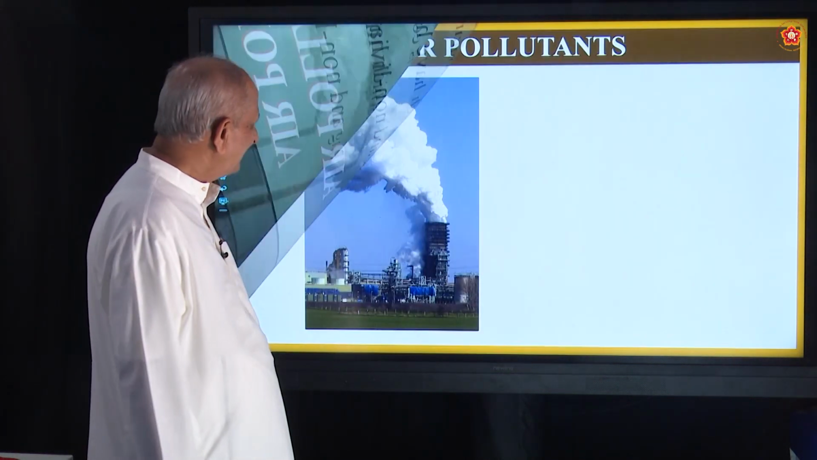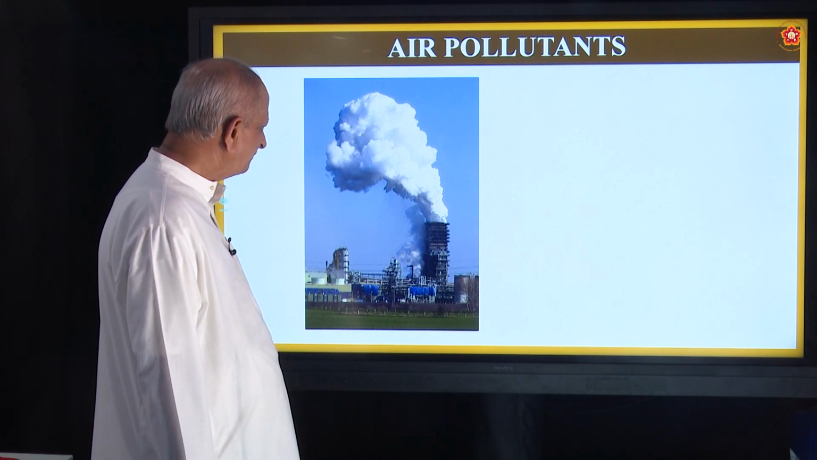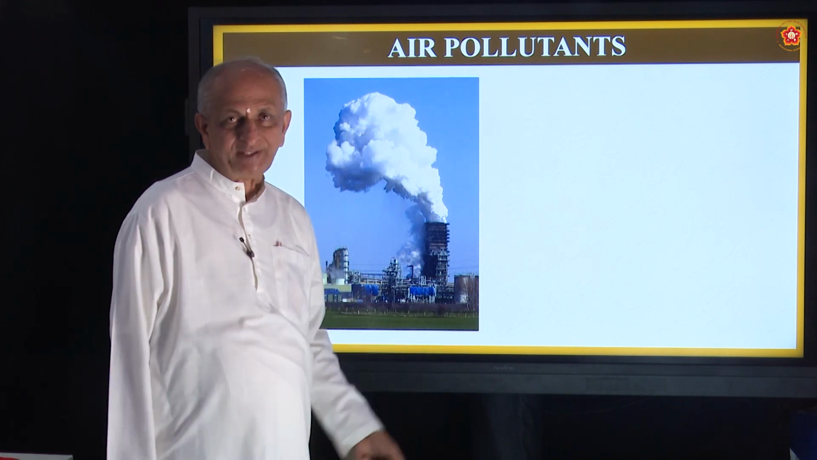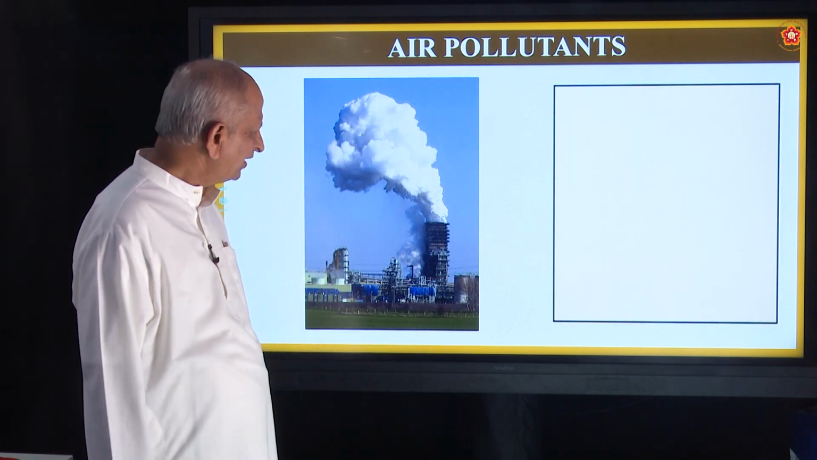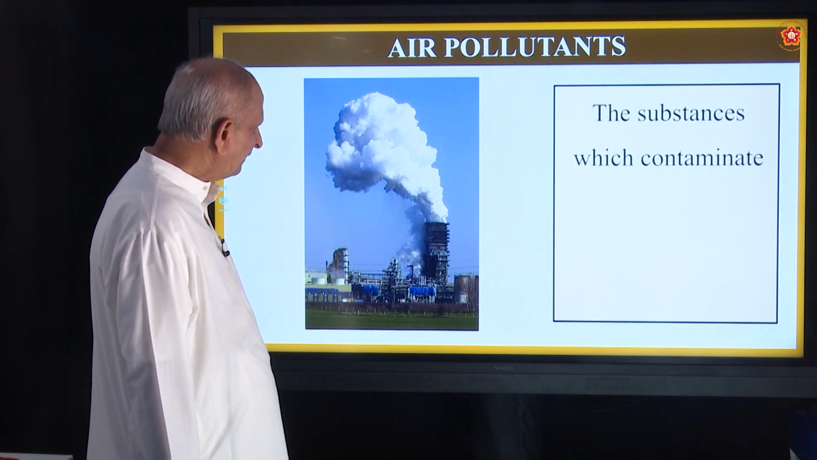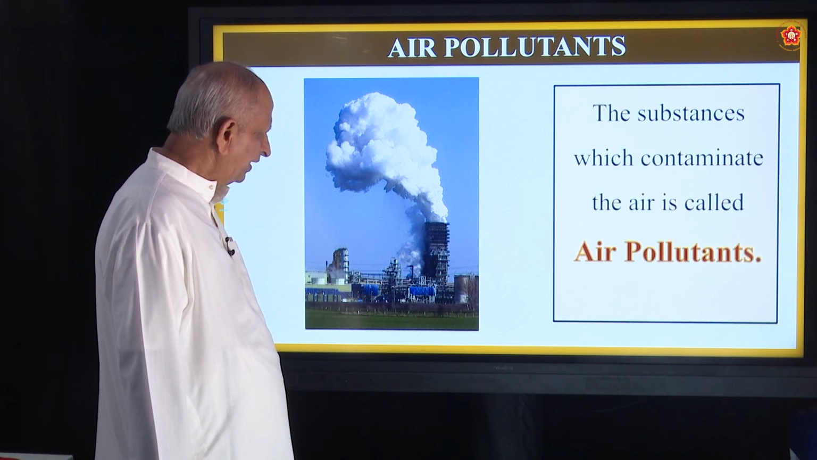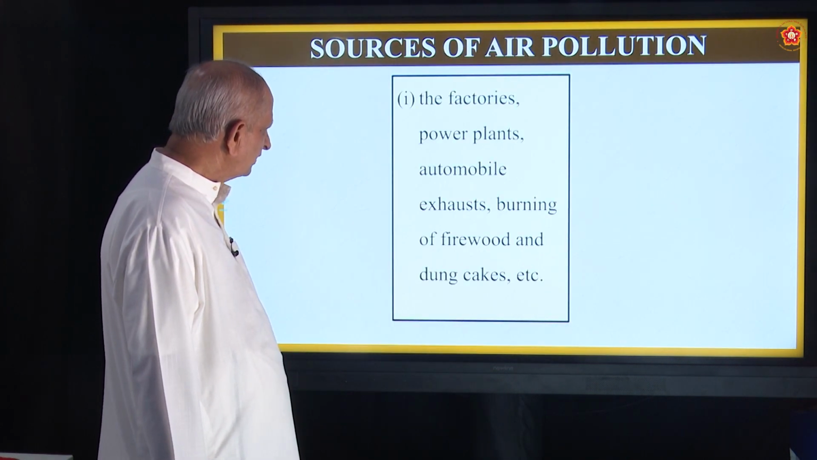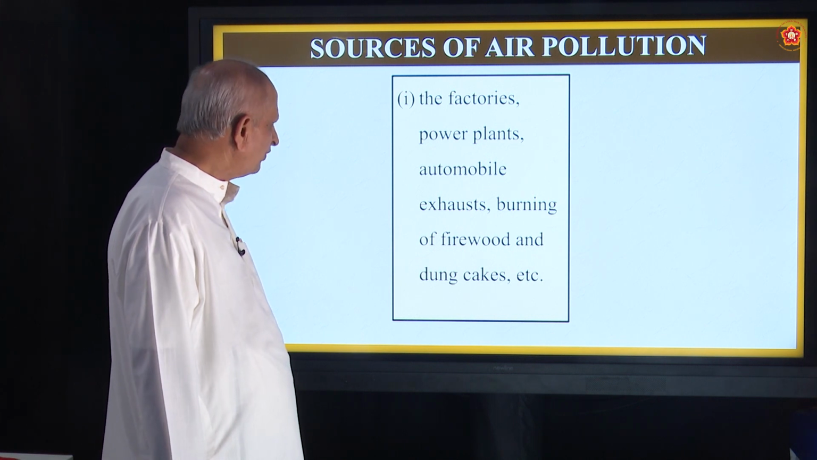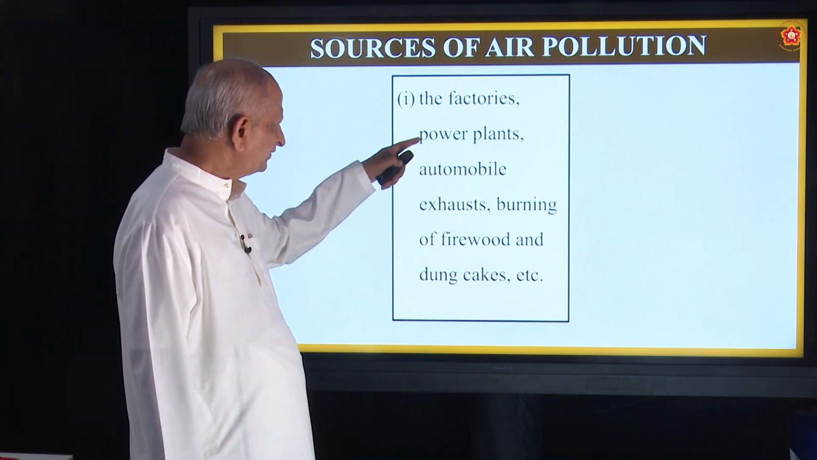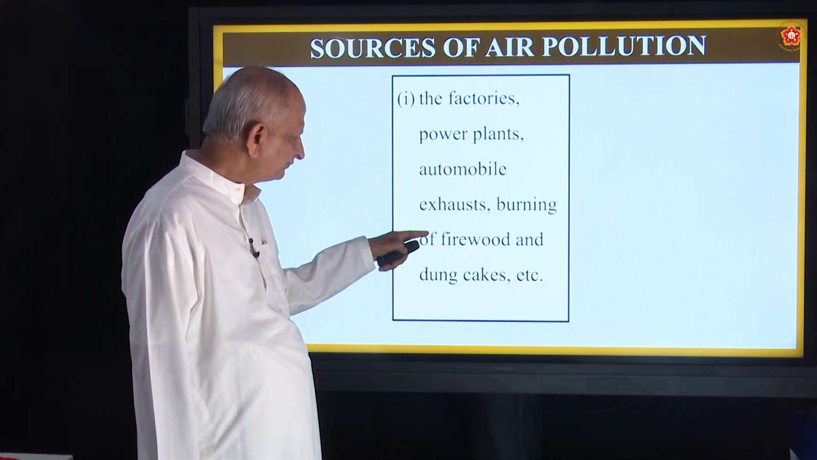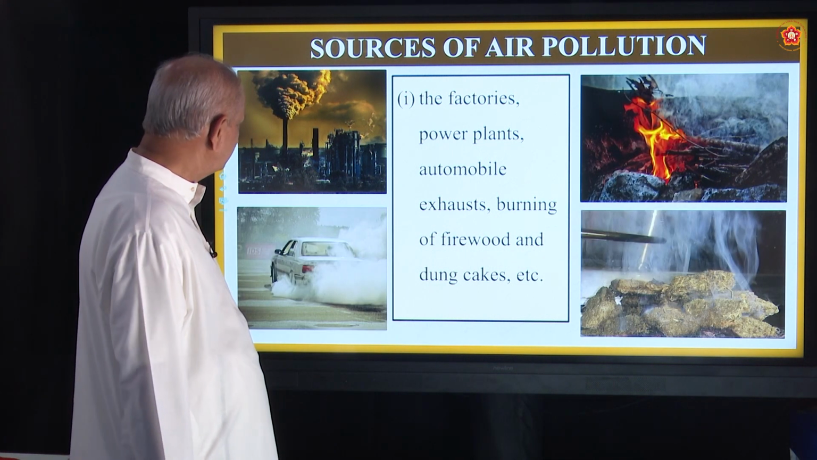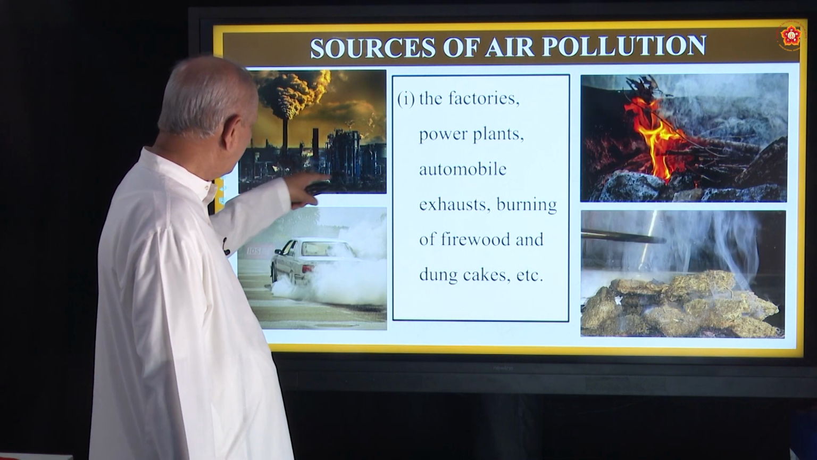Okay? And how is it produced? It is produced by substances called air pollutants. The substances that cause air pollution are called air pollutants. For example, you have sulfur dioxide, nitrogen oxides and so on. The factories, the power plants, the automobile exhaust, burning of firewood, dung cake, etc. See, this is the factory area.